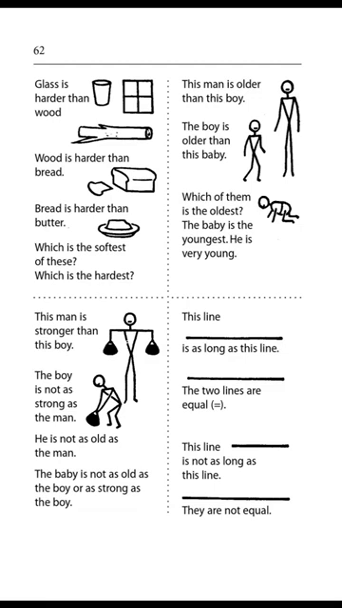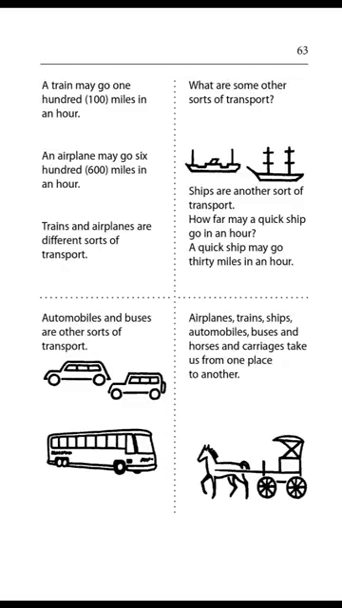This line is as long as this line. The 2 lines are equal. This line is not as long as this line. They are not equal. Page 63. A train may go 100 miles in an hour. An airplane may go 600 miles in an hour.